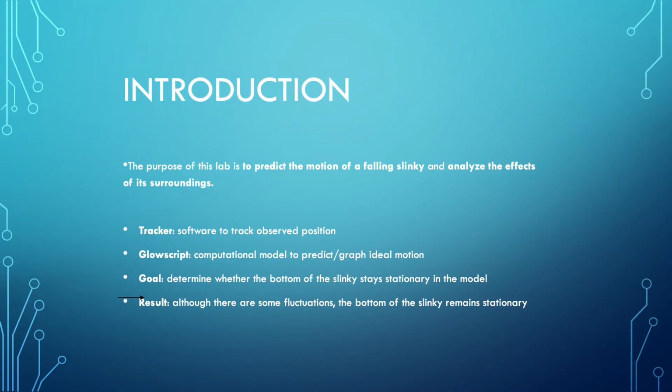We use two main tools, Tracker, which lets us analyze real recorded motion, and GlowScript, where we simulate ideal motion with physics. The question guiding the lab is whether the bottom of the slinky remains stationary in the model and the real observation. The results show that although there are small fluctuations, the bottom essentially stays still until the top collapses.